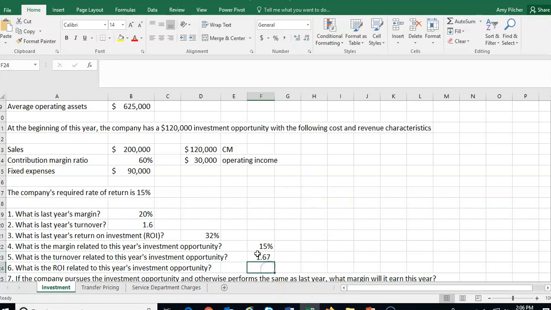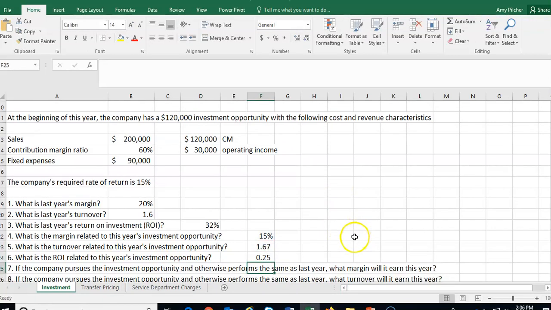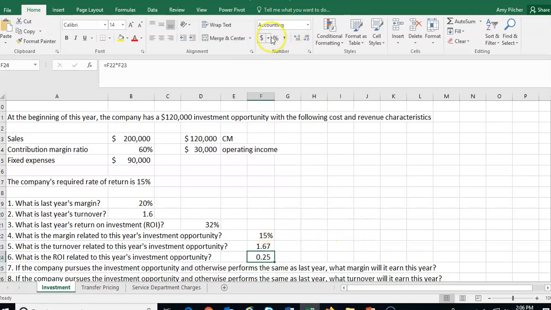The ROI, we take the profit margin times the asset turnover ratio, and we get a return on investment of 25%, which is higher than our minimum required rate of return of 15%. So this investment opportunity has a higher rate of return than our minimum.